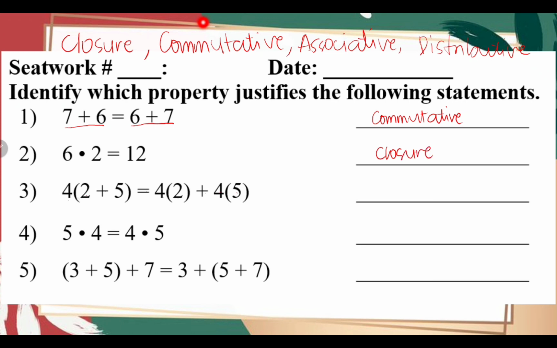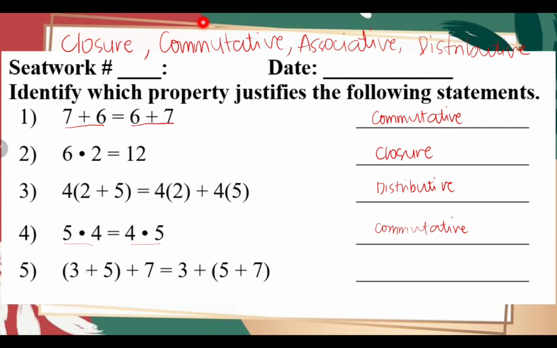Next, 4 times the quantity of 2 plus 5 is equal to 4 times 2 plus 4 times 5. So, what property is this one? So, this is distributive property. Next, number 4, we have 5 times 4 is equal to 4 times 5. So, again, nagbago lang ng position yung mga numbers or order. So, this is commutative property.